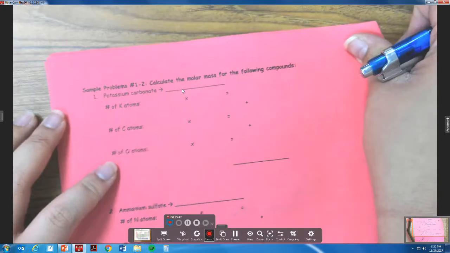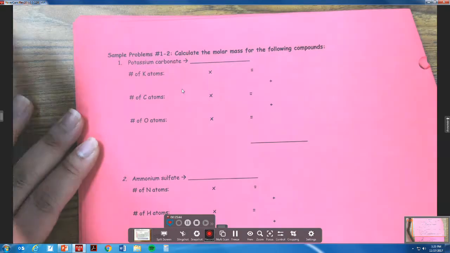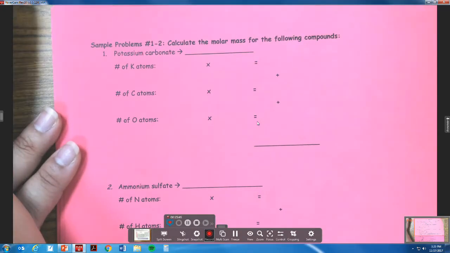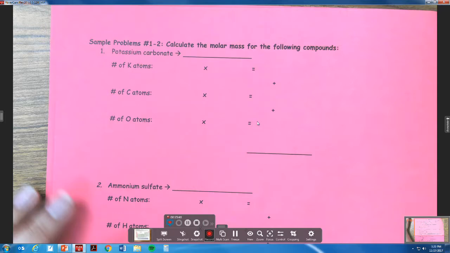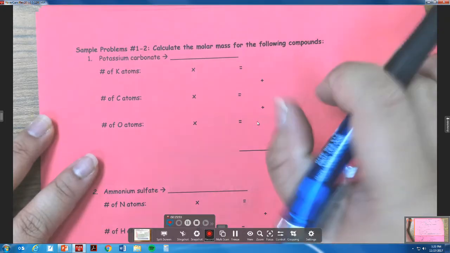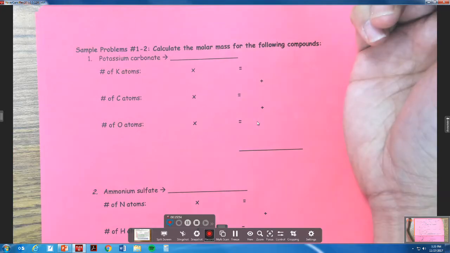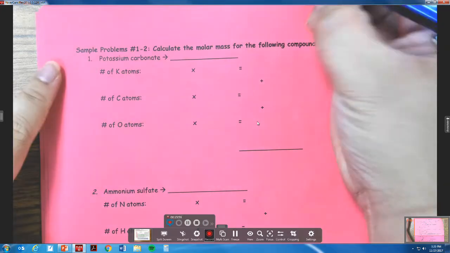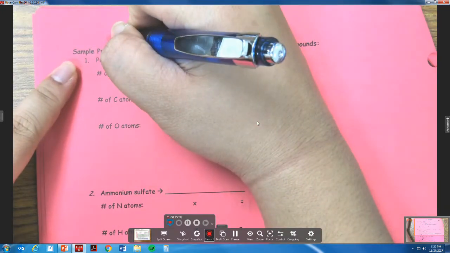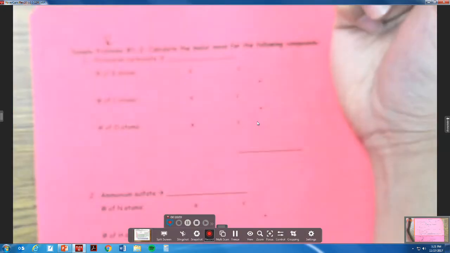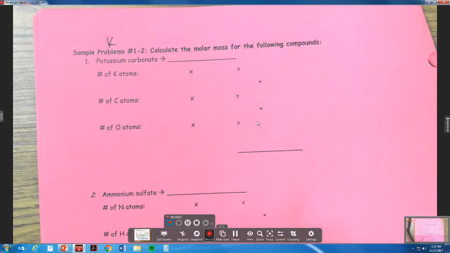Okay, so first off, we have potassium carbonate. What is potassium carbonate? Do you guys remember that? So potassium is K.